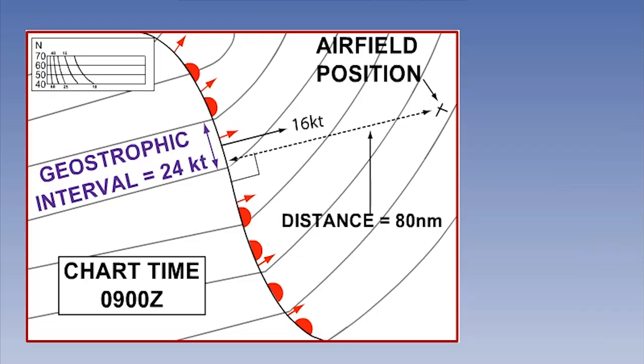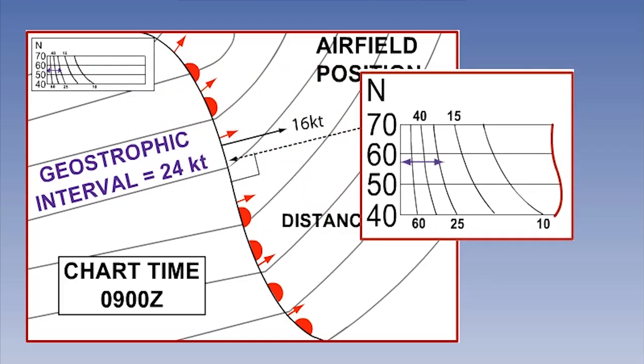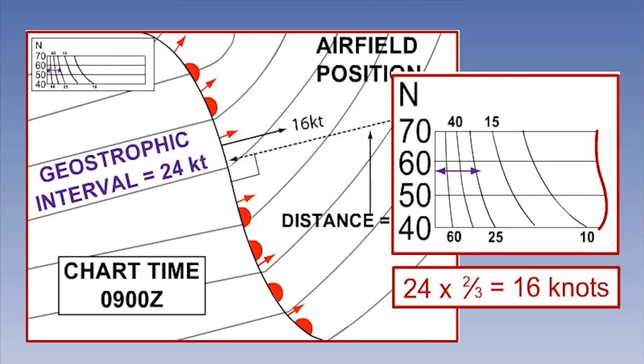The speed of movement of a warm front can be estimated using a simple technique. All you need is a weather chart with a geostrophic wind scale on it. Measure the isobaric spacing on the front like this. Use that measurement on the geostrophic wind scale and then multiply the answer by 2/3. This gives the approximate speed of the front in the direction of the isobars behind the front itself.